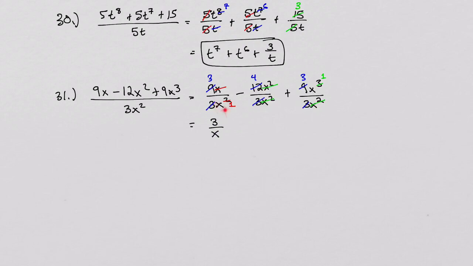Because there was still one x left in the denominator, minus 4, because in this situation, both x squareds were canceled completely. And then last, 3x, because don't forget about this x to the first power here. So this is our answer.